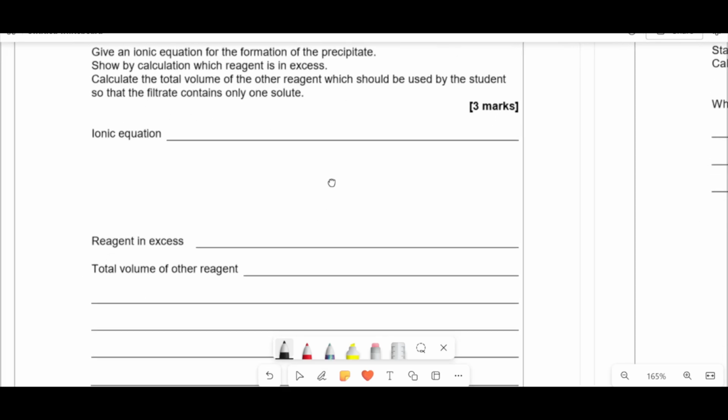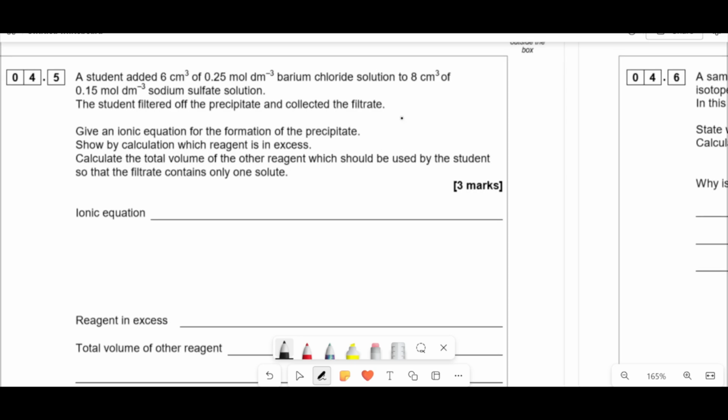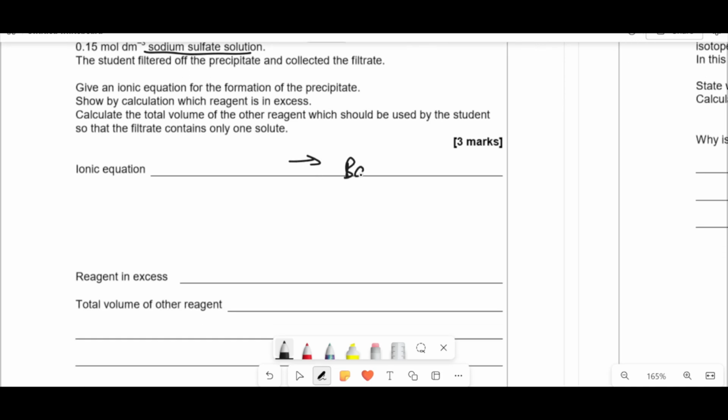So if we have a look at the ionic equation, what are we reacting? So we're reacting barium chloride with sodium sulfate. Whenever you're adding a barium something to something sulfate, it's going to make barium sulfate. So off the bat, I know we're making barium sulfate solid. The ions that are making this are going to be Ba2+(aq) plus SO4 2-(aq). So we've done that part.